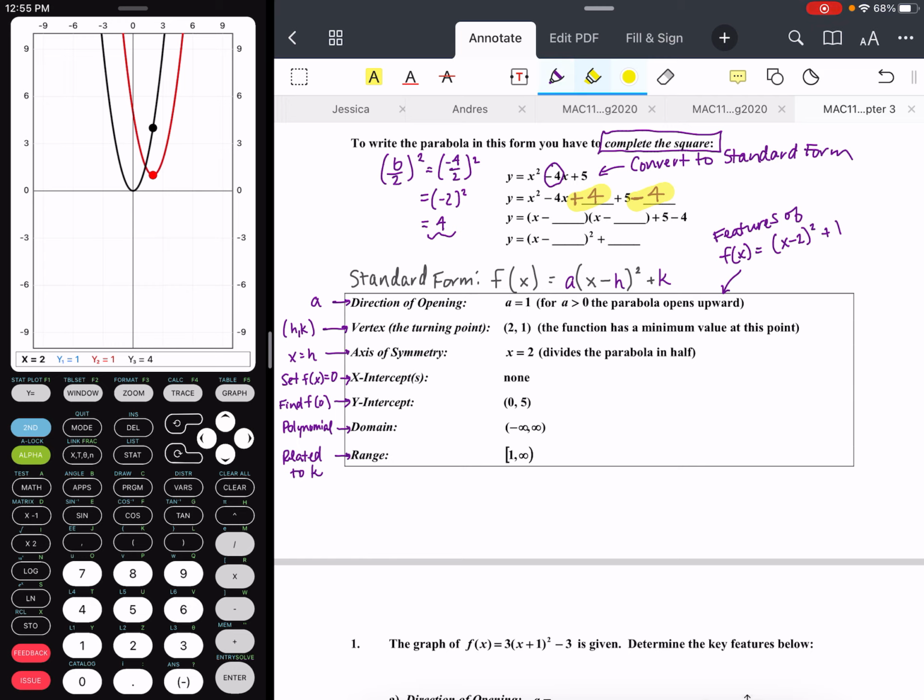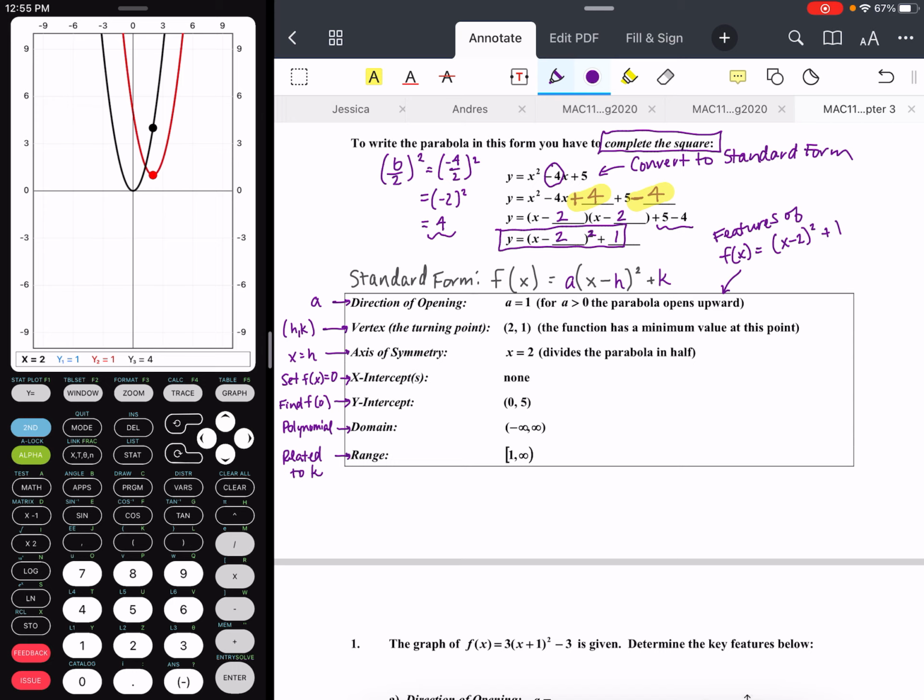But now what I'm going to do is I'm going to focus just on these first 3 terms, that first trinomial. X squared minus 4x plus 4 would factor as x minus 2 times x minus 2, and then I still have the plus 5 minus 4 on the outside. And of course I can write this as x minus 2 squared, right, with that squared exponent, and then 5 minus 4 gives me a plus 1. So that's how I get to that standard form, by using completing the square techniques.